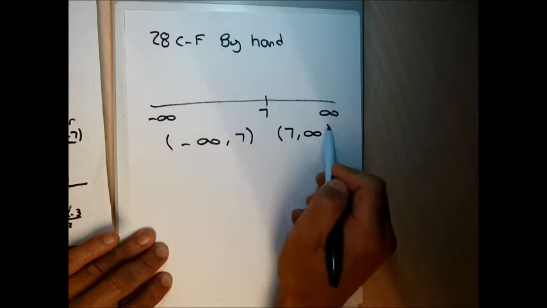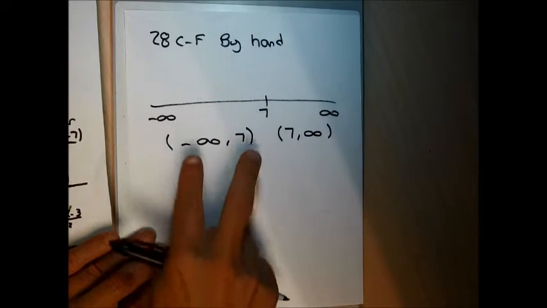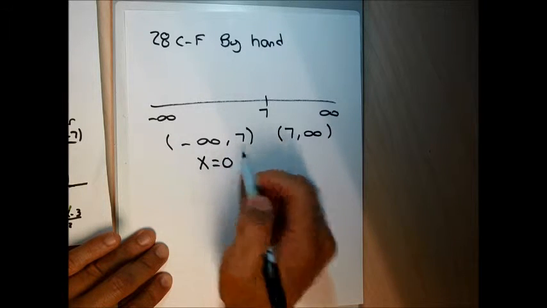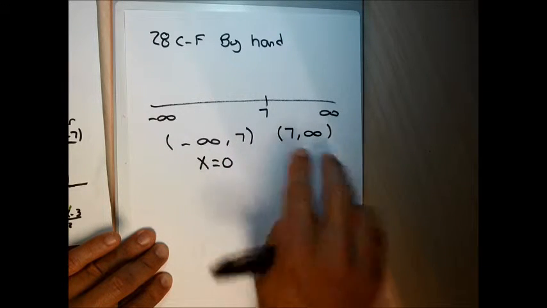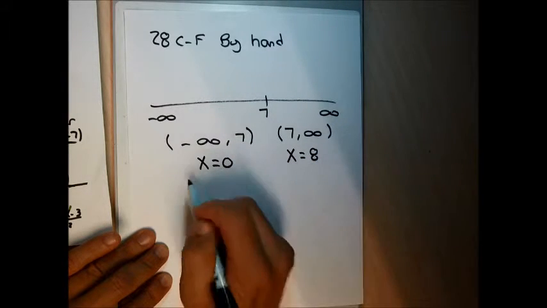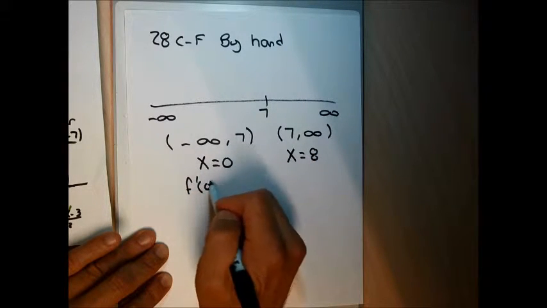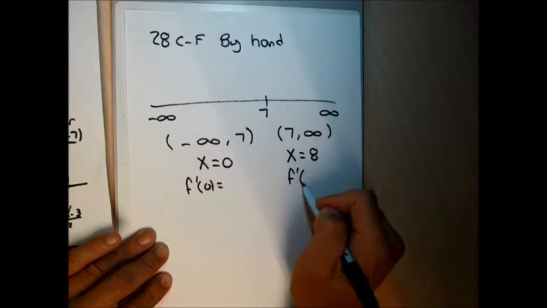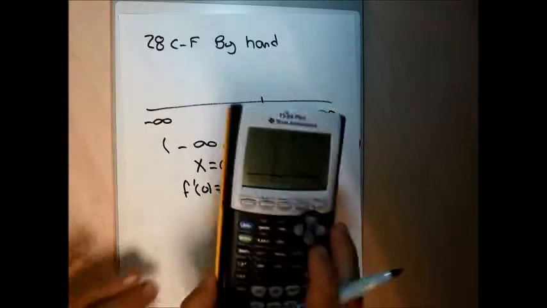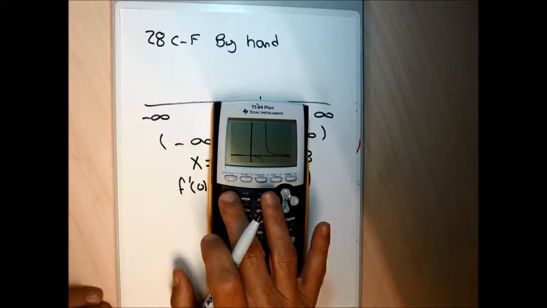In each interval, you need to pick a test number. My left interval goes from a negative number to a positive number, so I'm going to test x equal to 0. My right interval is all positive. I just need to pick a number in that interval. I'm going to pick x equal to 8. And then I'm going to find f prime of 0 and f prime of 8 using the dy dx feature on my calculator.